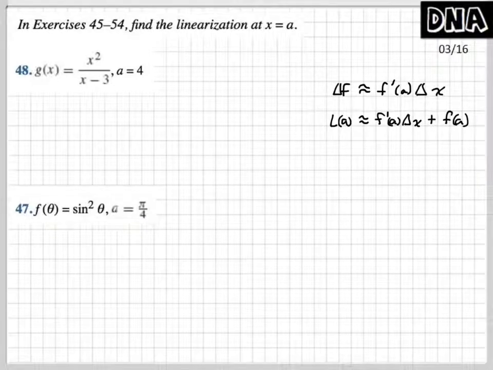So how do we do this one? This says find the linearization at x equals a. The weird part, I guess, is that we don't know what delta x is. Because we don't know what delta x is, what would we put in the place of delta x? x minus a. You put x minus a. But it says that x equals a, so shouldn't it?